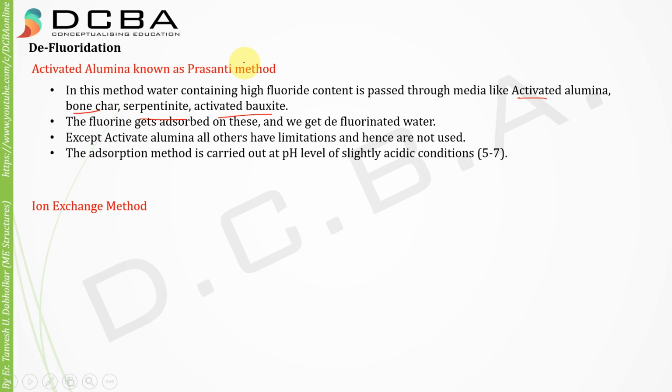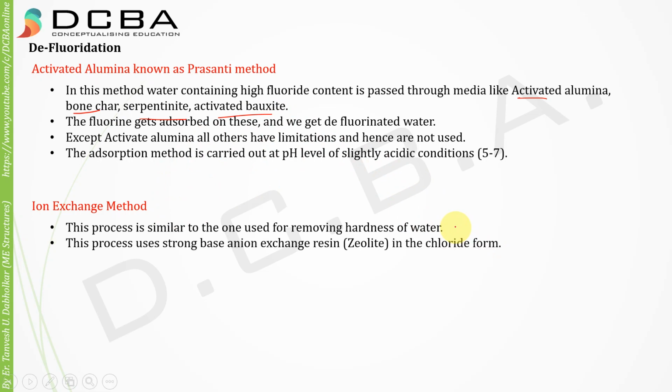Ion exchange method. This is just like the process by which we remove the hardness of water, that is the zeolite process. In the zeolite process, nothing much happens, just the exchange of ions, like sodium zeolite converting to calcium or magnesium zeolite. So there was just an exchange of those ions, right? This process uses base anion exchange resin in the chloride form, something similar to the zeolite process. This process also removes arsenic and nitrates, again two toxic substances which are not required in the water.